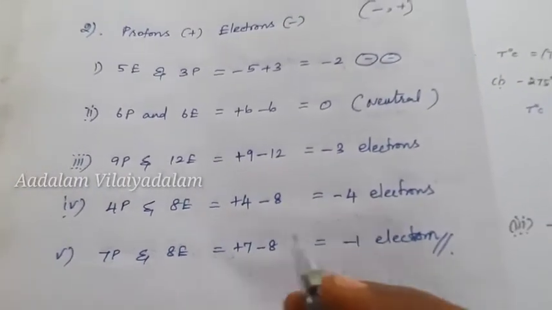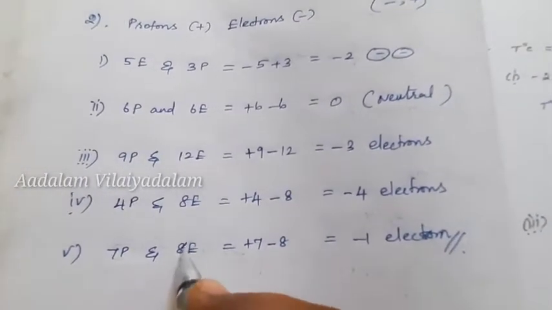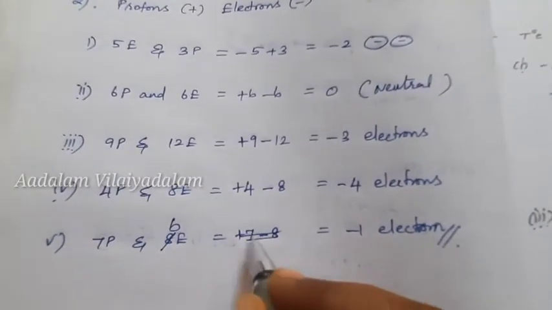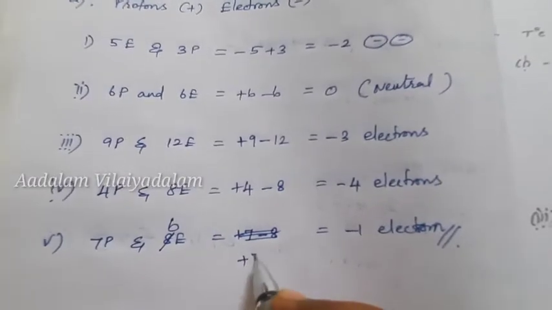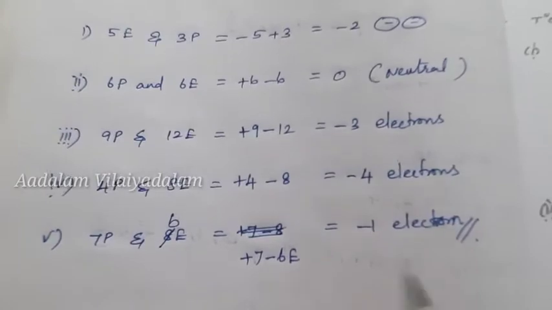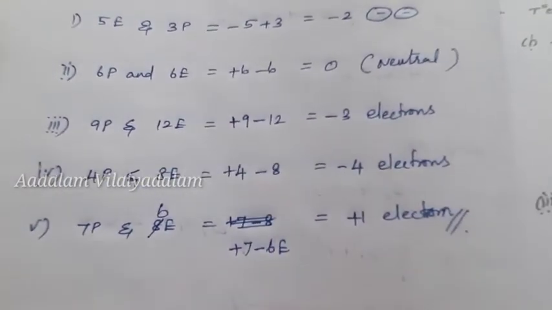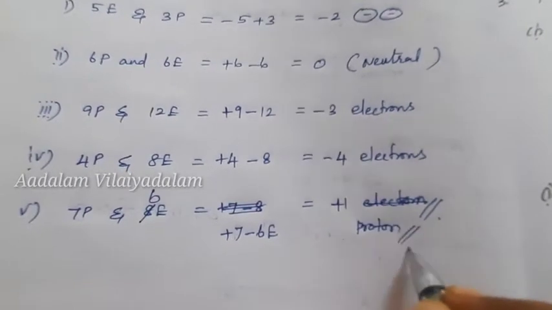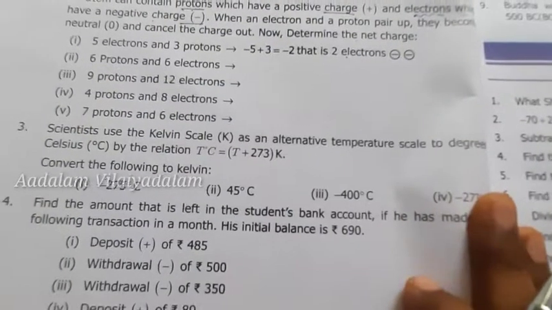There is a correction, dear students. Here in the book, they have mentioned 6 electrons. So this value will be changed. That is plus 7 protons and minus 6 electrons. So we will get plus 1 proton. We get 1 proton.